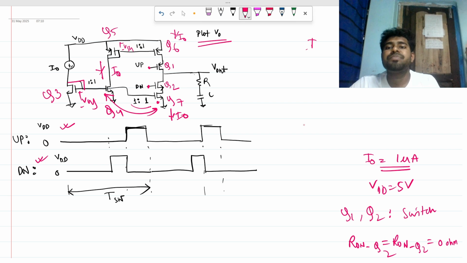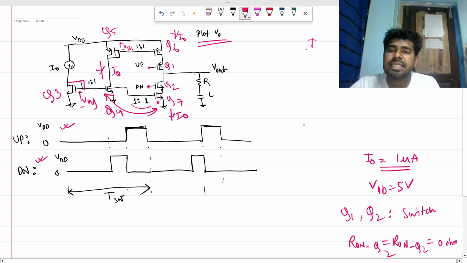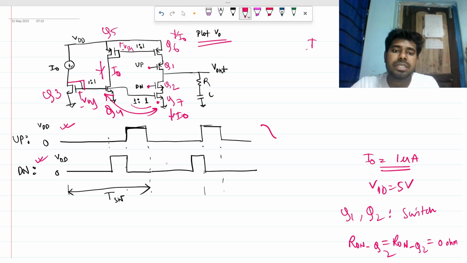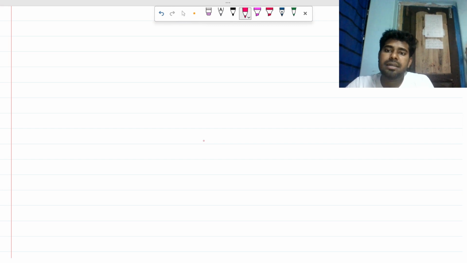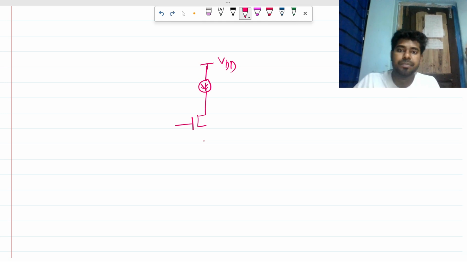Except for Q1 and Q2, which are the switches, all of the MOSFETs are acting as current sources. So we can redraw the circuit as the following circuit, and we have this up and down signal, so accordingly we have to plot the V out waveform. Actually all of them are current sources, so I can neglect all of the other things and draw this. This should be a PMOS, then an NMOS.